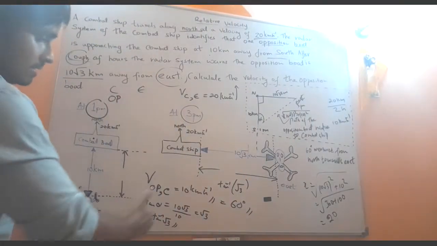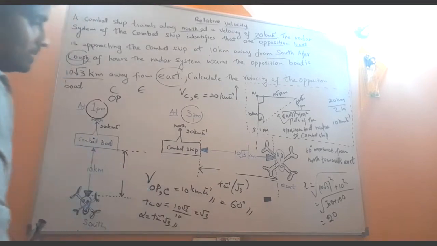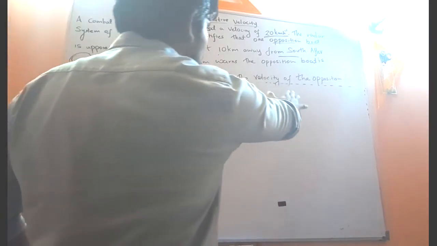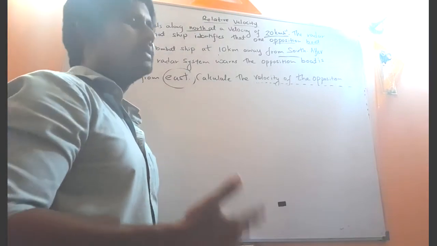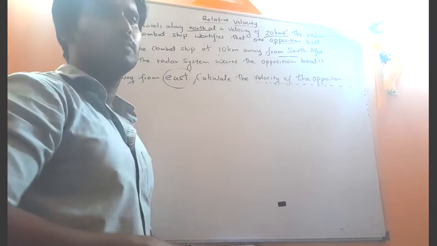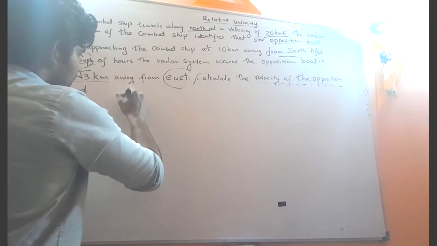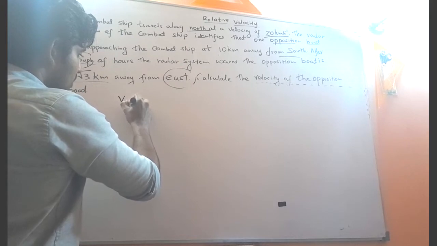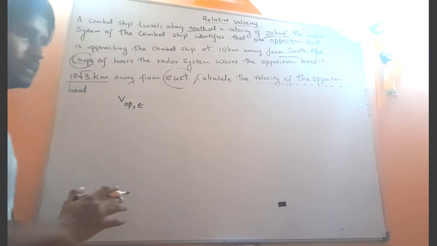So that means you have to give the perfect answer, right? Velocity as well as the angle. Okay, so now the last part is that we have to calculate the velocity of the opposition boat with respect to earth. That means the actual velocity of the opposition boat. So how do we denote that? We need to calculate the velocity of the opposition boat, OP, with respect to earth. So that is the target.